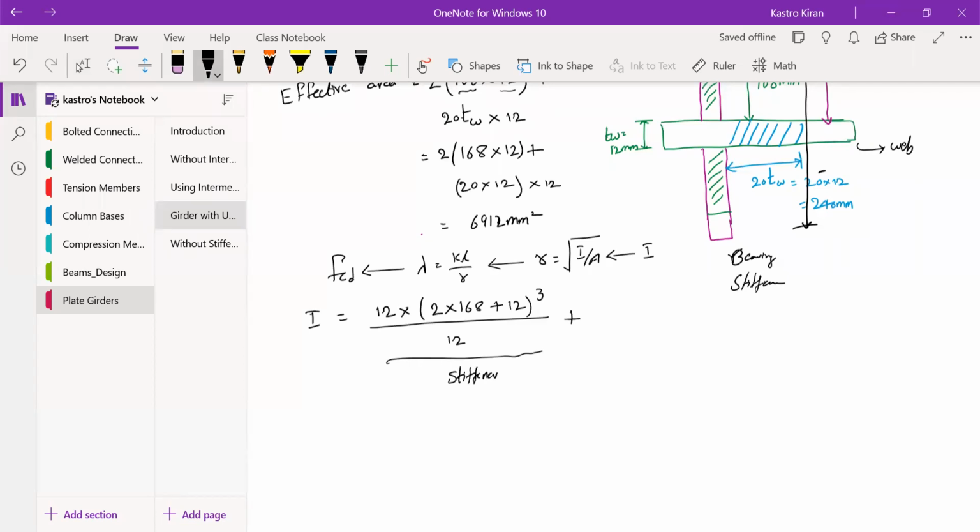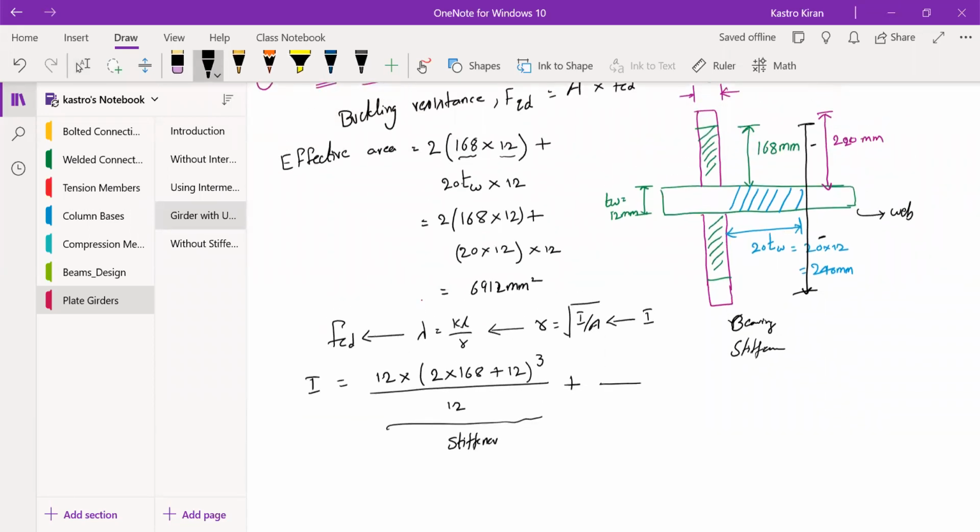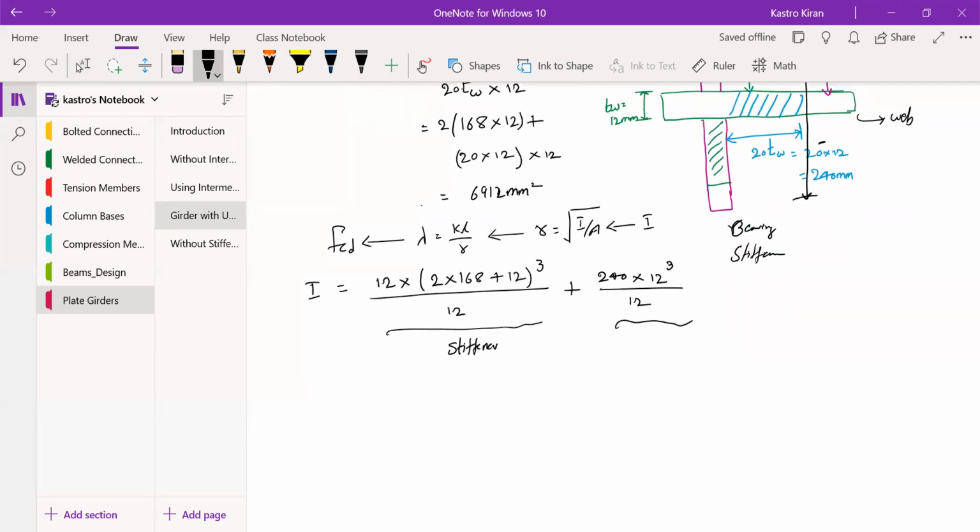Then this entire term is related to the stiffeners. Now you also have to calculate this value for the web portion. So that will be 240, which is 20 times the TW value, into D, where D is the thickness of the web. So the thickness of the web is 12, that is 12 cube upon 12. So this entire term is related to the web portion of the I section. If you solve this, you will get the value of moment of inertia as 42.17 into 10 power 6 mm power 4.